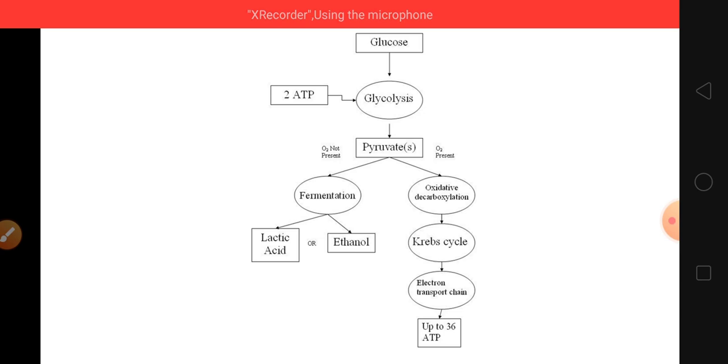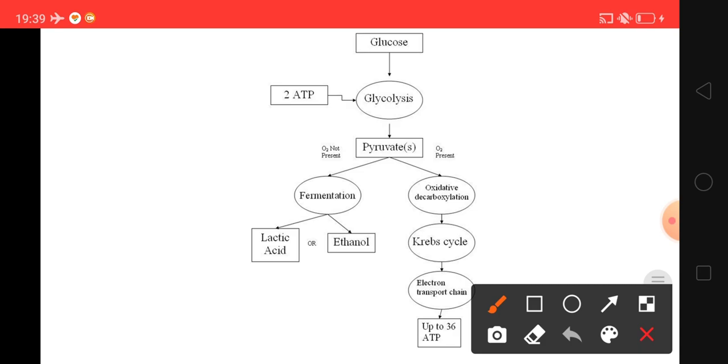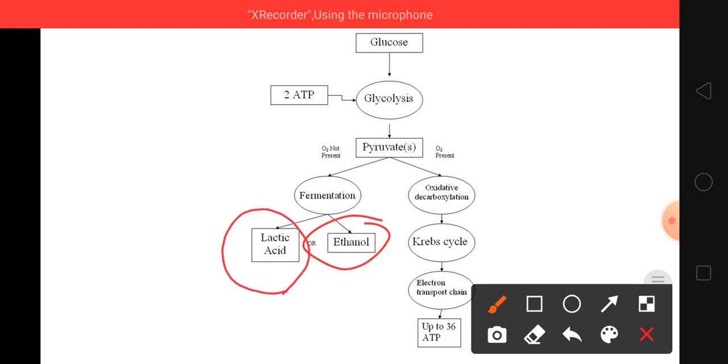And if the 2 pyruvic acid are reacting in the muscle cell, what will be produced? 2 lactic acids will be produced. So if it is happening in the yeast cell, ethanol will be produced, and if it is happening in the muscle cell, lactic acid will be produced. When ethanol is produced, carbon dioxide is liberated, but when it happens in the muscle cell, no carbon dioxide is formed.